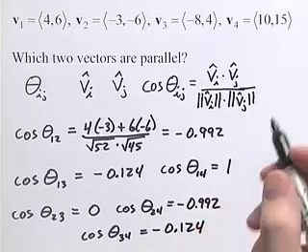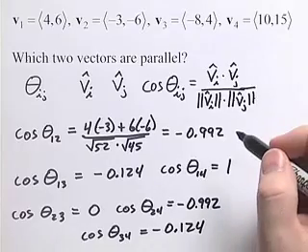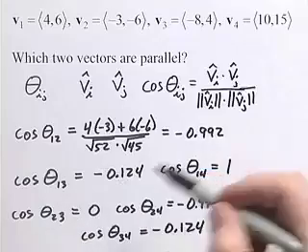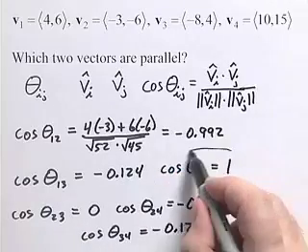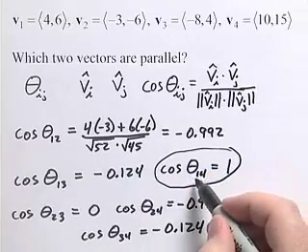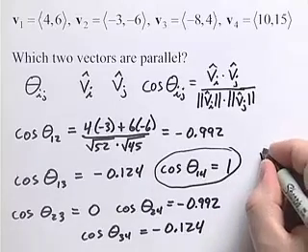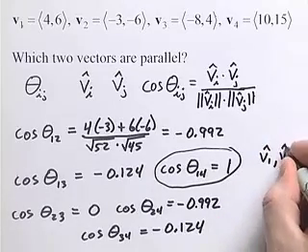And lastly, the cosine of theta for vectors 3 and 4 turns out to be negative 0.124. Now, two vectors are parallel if the cosine of the angle between them is equal to 1. When we look at our resulting cosines, we see that the cosine of theta for vectors 1 and 4 is equal to 1, and so vectors 1 and 4 are parallel.